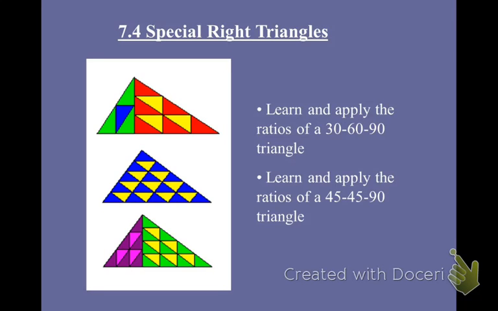All right, section 7.4 is on special right triangles. We're going to talk about the 30-60-90s and 45-45-90s.